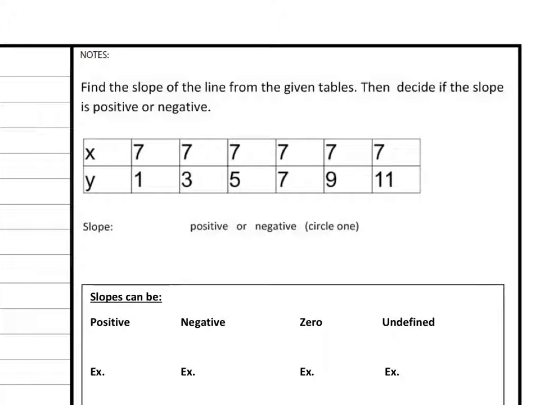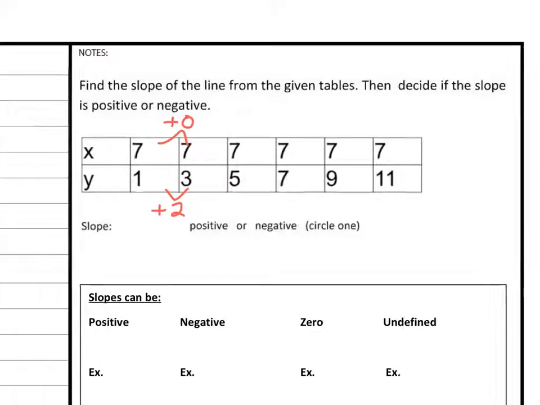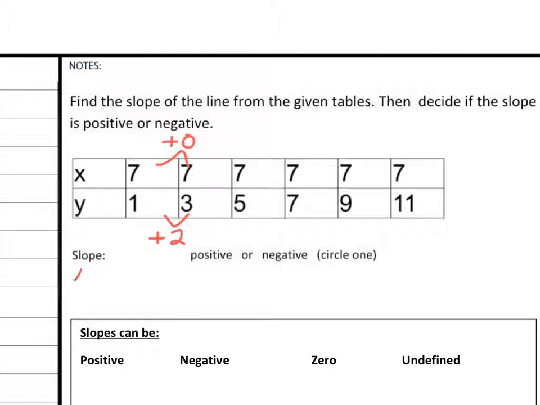Find how the x is changing, find how the y is changing. Guys, how's the x changing? Plus 0. It's not changing, right? How are the y's changing? Plus 2. So if we put that together in a fraction, change in y over the change in x, and the y row, I see that it's going plus 2, so I'm going to put that on top.